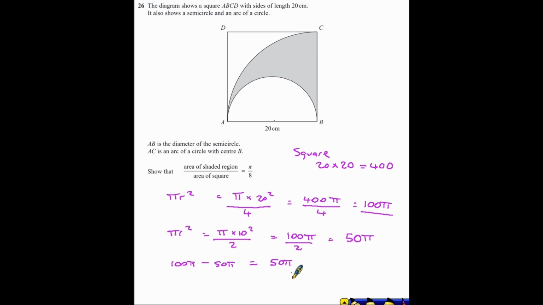We have to show that, look at the formula here, the area of the shaded region, 50 pi, divided by the area of the square, which we know from up here is 400. We have to show that that is pi over 8. Well, if we simplify 50 and 400, we get 1 and 8. This does indeed simplify down to pi over 8.